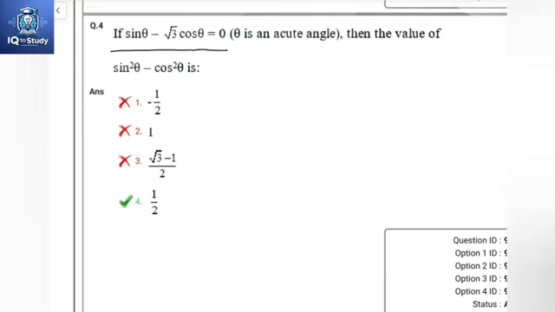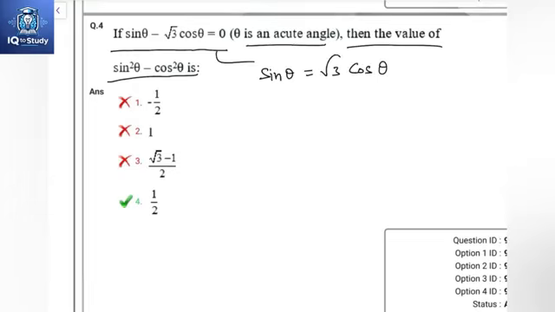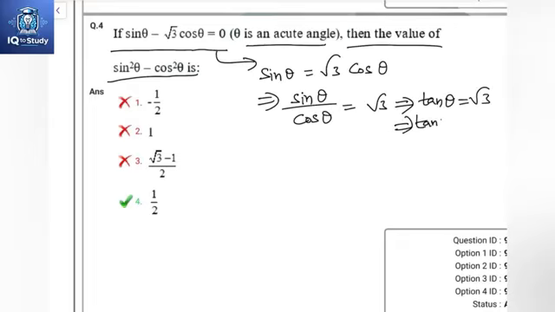If sin theta minus root 3 cos theta is equal to 0, where theta is an acute angle, then the value of sin square theta minus cos square theta is. Given sin theta is equal to root 3 cos theta, which implies sin theta by cos theta is equal to root 3. We know that sin theta by cos theta is tan theta, and tan theta is equal to root 3. We know that tan 60 degrees value is root 3. So theta is equal to 60 degrees.